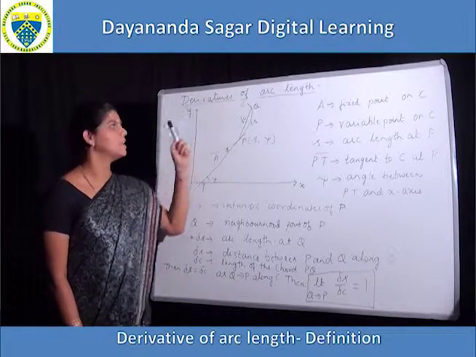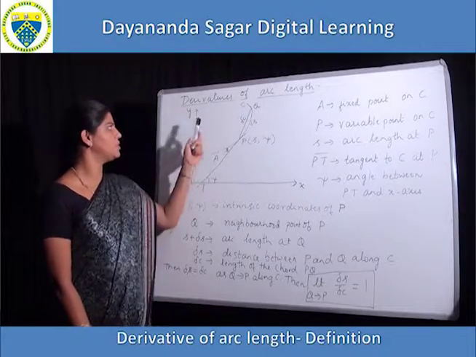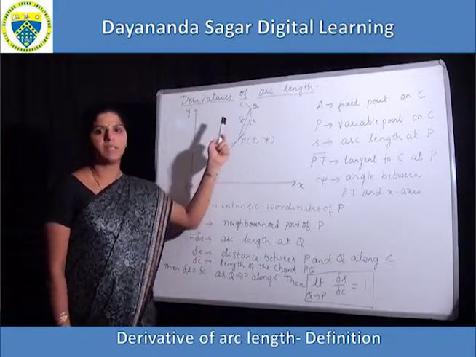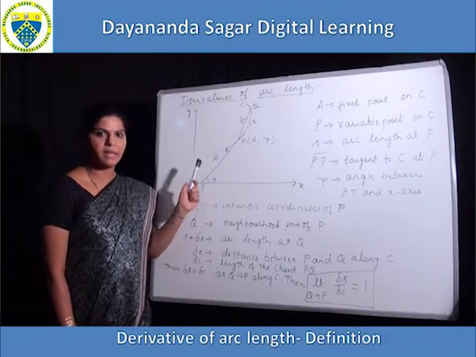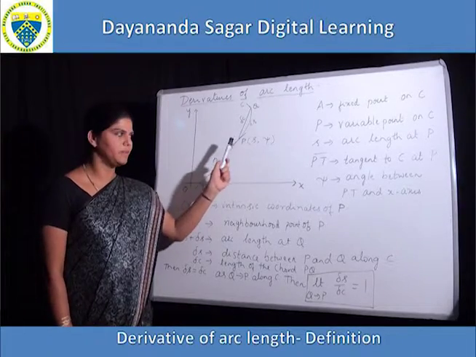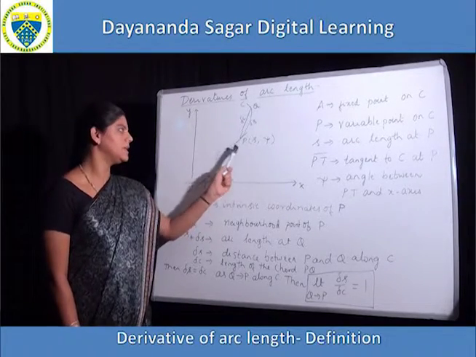Now let us discuss the derivatives of arc length. First, let us know how to derive the derivative of arc length. Now let us consider a curve C in the xy plane. Let A be a fixed point on the curve. Let P be any variable point on the curve C.